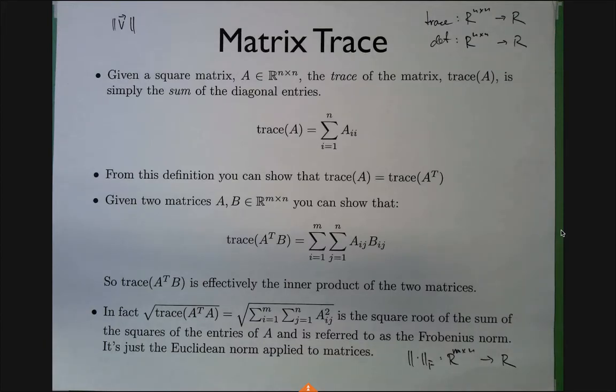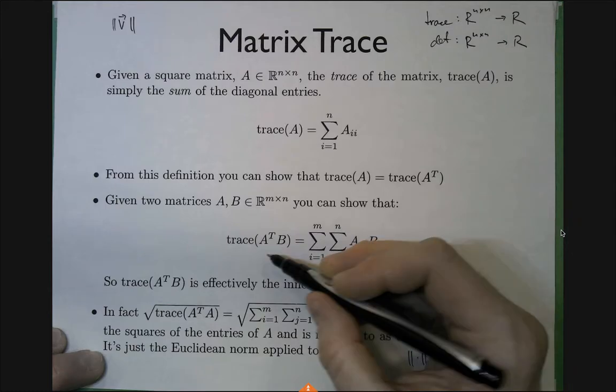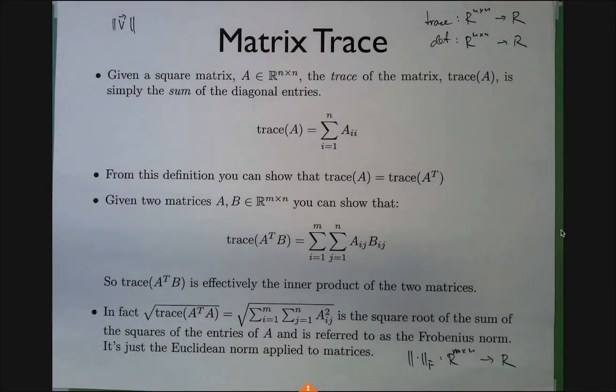Well, how can you get a trace of a rectangular matrix? That's not defined. The point is that A transpose B is a square matrix, because A transpose is n by m and B is m by n, so this is an n by n matrix. I guess you could define a trace of a rectangular matrix, but then it wouldn't have the nice properties. It would be sort of useless, I think.